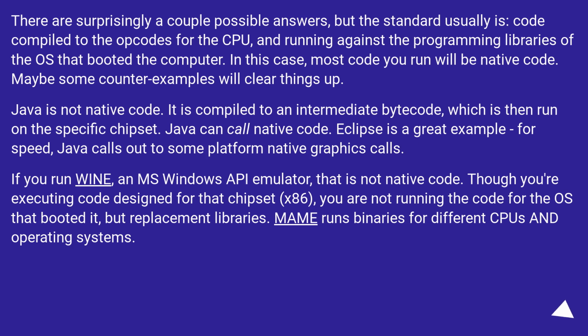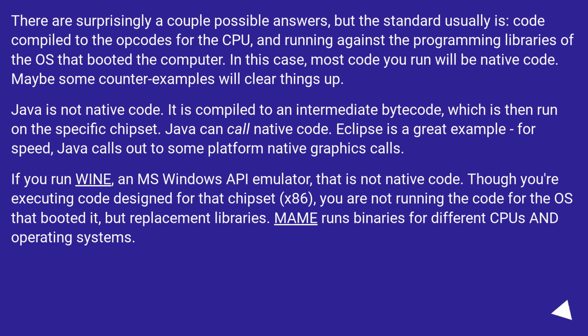Java is not native code. It is compiled to an intermediate bytecode, which is then run on the specific chipset. Java can call native code. Eclipse is a great example. For speed, Java calls out to some platform native graphics calls.